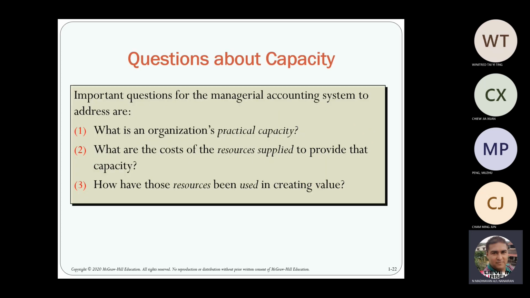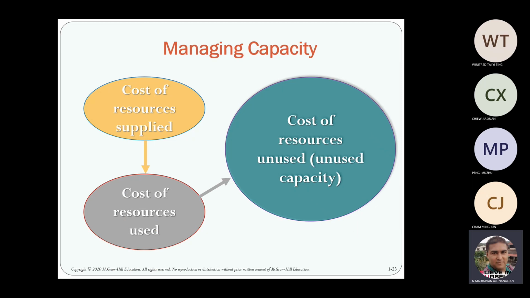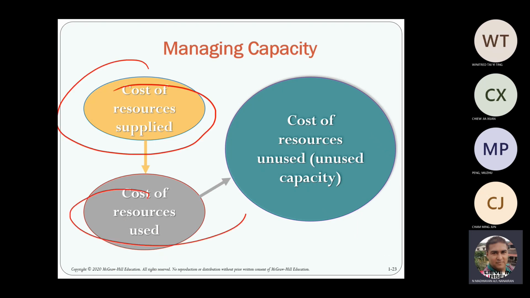Next one. Important questions about capacity that the managerial accounting system must address are: what is an organization's practical capacity? What are the costs of resources supplied to provide that capacity? And how have those resources been used to create value? As I mentioned earlier, a lot of decisions are always made based on practical capacities. All right, moving on. Managing capacities. The cost of resources supplied minus the cost of resources used leads to unused capacity.